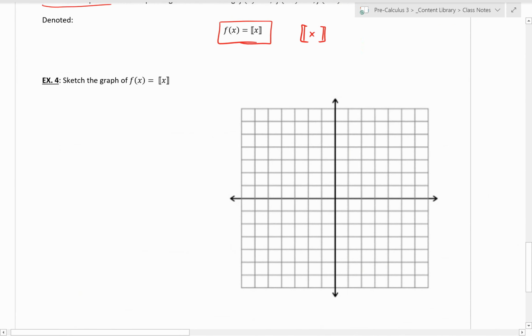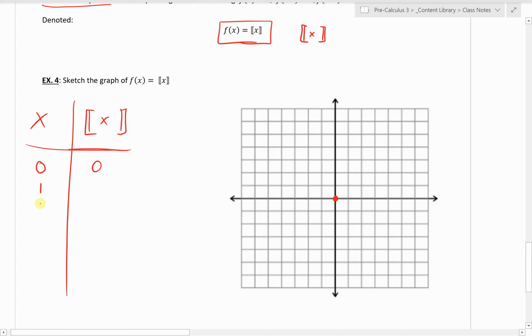Well, if we don't know what a function looks like, we can always make a table of values. So I'm going to make a small table of values here. We'll have the x values, and then the y values are the greatest integer that's less than or equal to x. So if we start with something really basic like 0, the greatest integer that is less than or equal to 0 is 0. 0 is equal to it, so it counts as being less than or equal to. So at 0, we have the point (0, 0).